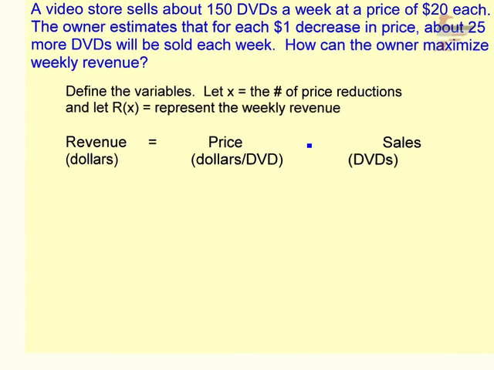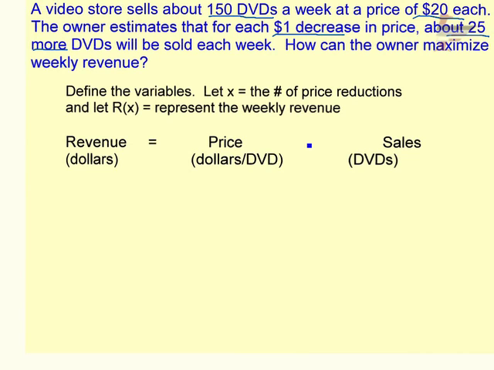So what I'd like to do is just read the problem and set it up and talk about where things come from, and then we'll actually answer the question. So it says a video store sells about 150 DVDs every week at a price of $20 each. The owner estimates that for every $1 decrease in price, about 25 more DVDs will be sold. How can the owner maximize weekly revenue?